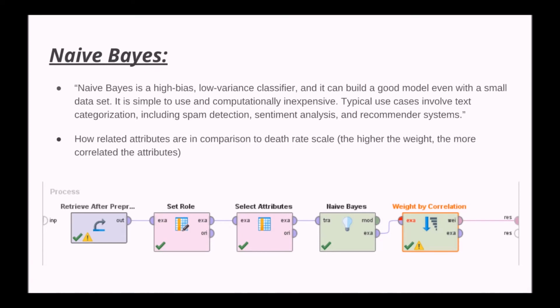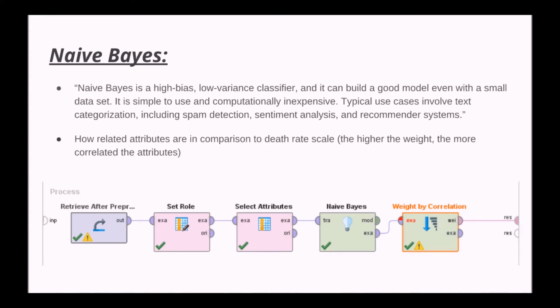Really what we wanted to do was explore how two attributes are related to each other. With that being said, we looked at naive Bayes. Naive Bayes is a high bias, low variance classifier, and it can build a good model even with a small data set. It is simple to use and computationally inexpensive. Typical use cases involve text categorization, including spam detection, sentiment analysis, and recommender systems.